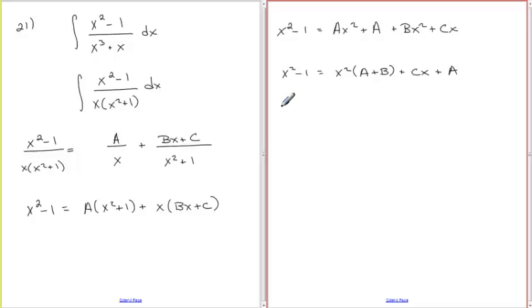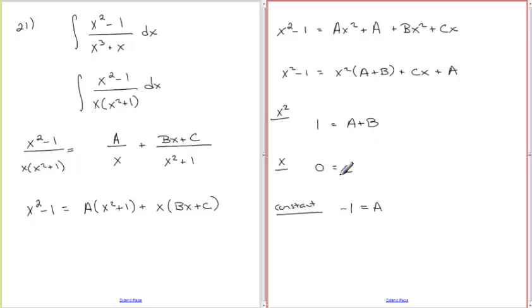So the 3 equations are associated with the x squared. So what do we have as far as multiplied by x squared? Well, on the left-hand side, we just have 1. On the right-hand side, we have a plus b. The second equation is the x's. Well, there are no x's on the left-hand side, and there's c x's on the right-hand side. And then, as far as the constants are concerned, we have negative 1 on the left-hand side, and we have a on the right-hand side.